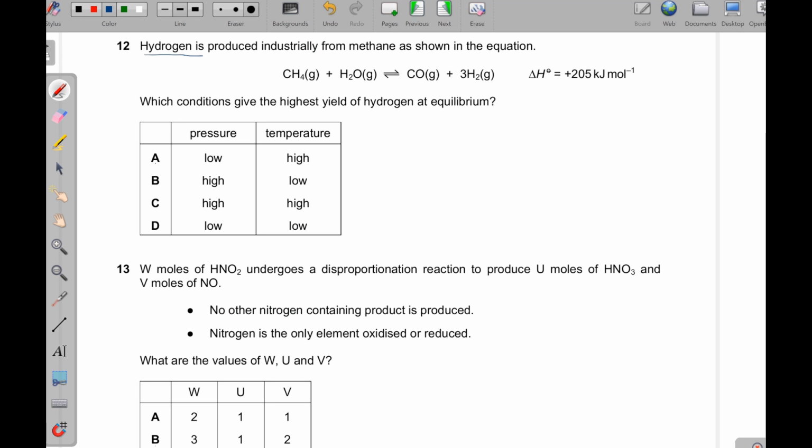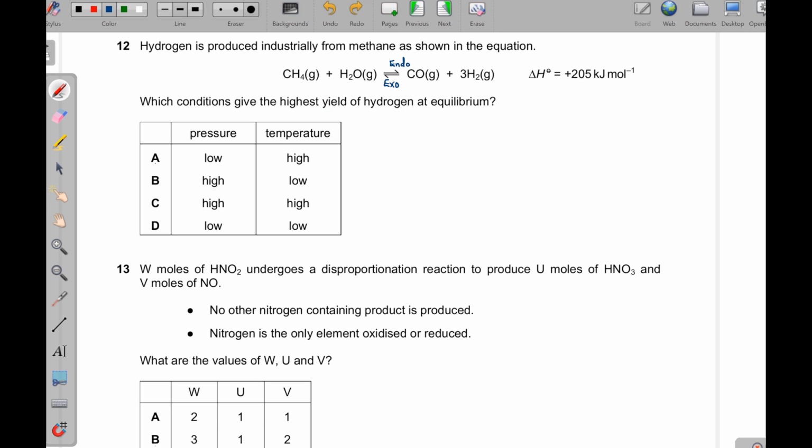Question 12. Hydrogen is produced industrially from methane as shown in the equation. This is the one here. And then we are given the enthalpy of reaction. It's a positive. So that means the forward reaction is endothermic, and then the backward reaction is exothermic. Okay. Which conditions give the highest yield of hydrogen at equilibrium?